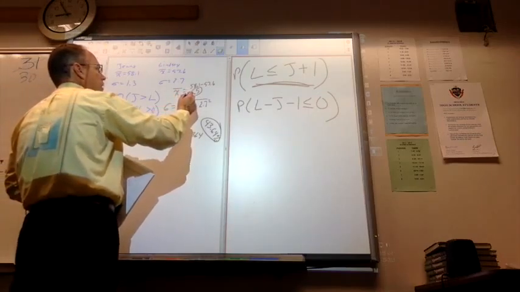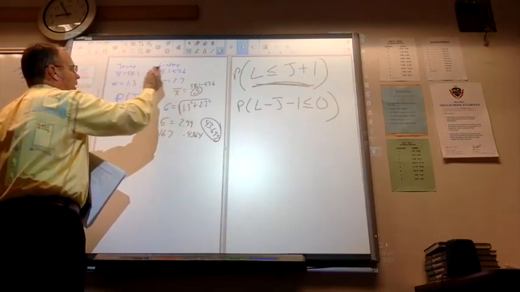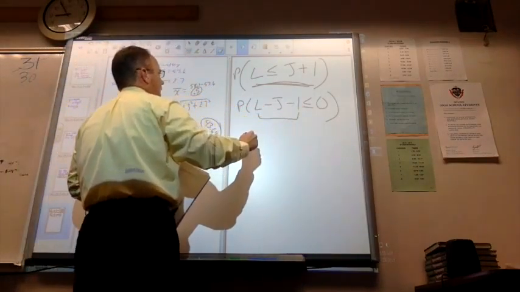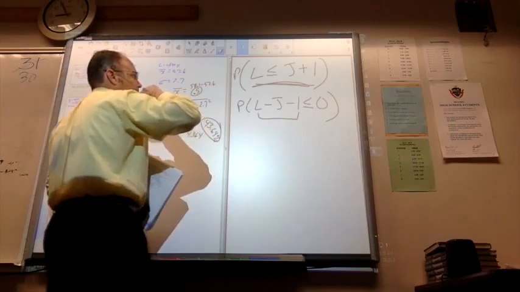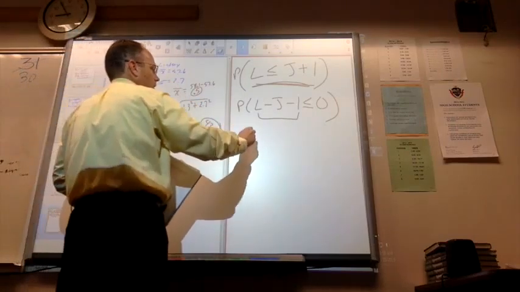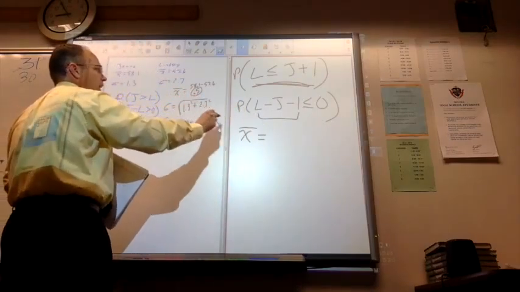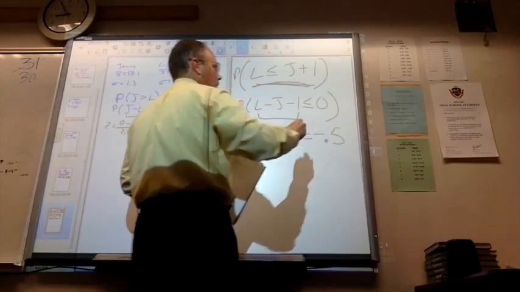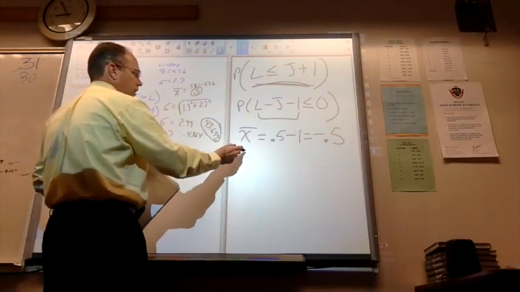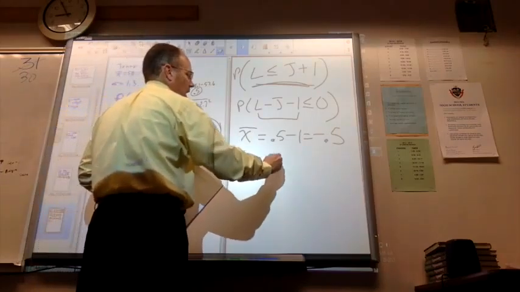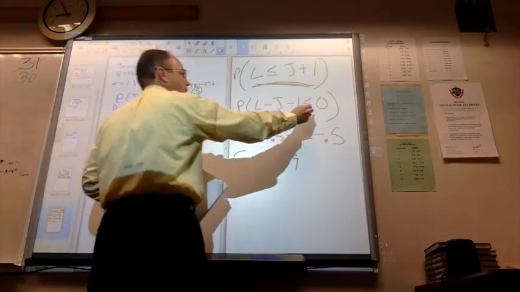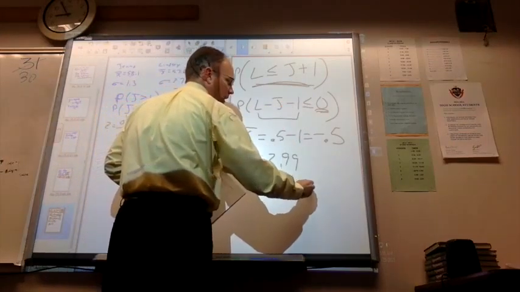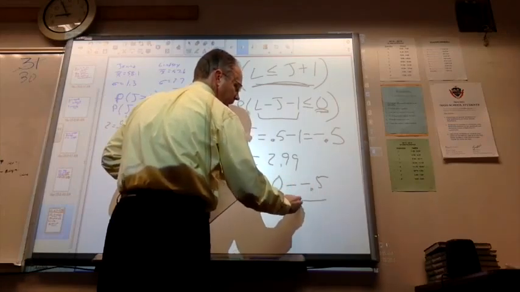L minus J minus 1. So this minus this minus 1. So that was this minus 1. So this is going to give me my new mean, which is going to be 0.5 minus 1, which gives me negative 0.5. And we know what our standard deviation is from the last problem, 2.99. So now I'm going to find my z-score. So z is equal to my observed 0 minus negative 0.5 over 2.99.